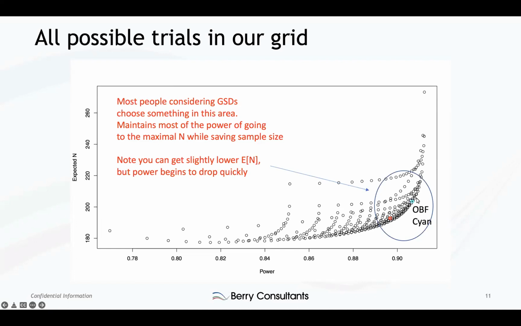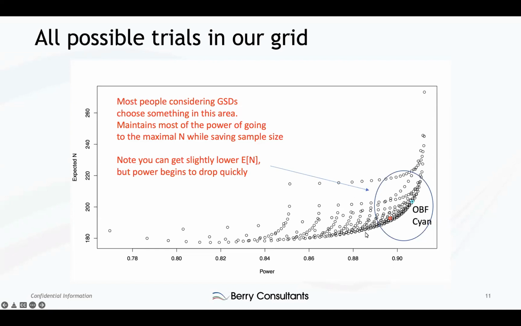So this cyan dot here is a very special one. This is what you'll often see recommended in software packages, this O'Brien-Fleming spending. You can also, if you've heard of other things, you've done things like Pocock. Pocock ends up somewhere in this range. It's not on this graph, but it's somewhere in here. So Pocock usually saves a bit more sample size, but often comes at a cost of a fair amount of power that sponsors don't want to spend.